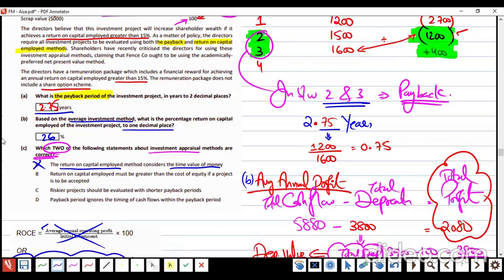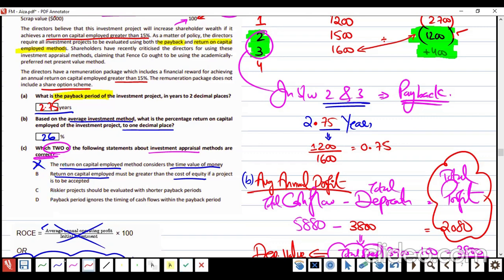B. Can you read B? Return on capital employed must be greater than the cost of equity if a project is to be accepted. Did I ever tell you this? No. We will never compare ROCE with cost of equity. We consider ROCE against the target ROCE, which is set by the management. We are comparing ROCE to what? To the targeted ROCE only. Cost of equity has time value of money in it. Cost of capital considers the time value of money, and ROCE never considers time value of money, so we cannot compare them. So B is also a wrong answer.